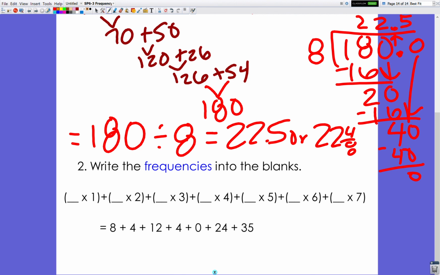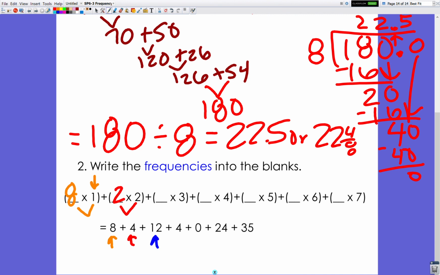Now going on to number 2. Number 2, they've already given us the data values possible, and they've already given us what happens after they were multiplied by their frequency. What we have to do is use backwards logic to figure out what the frequency was. For instance, here I have 8, so what times 1 is 8? Well, that would be 8. So that means I must have had 8 ones. Here I have 4, so what times 2 is 4? 2.